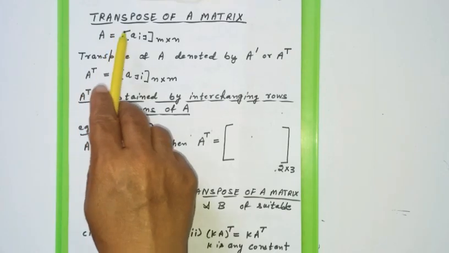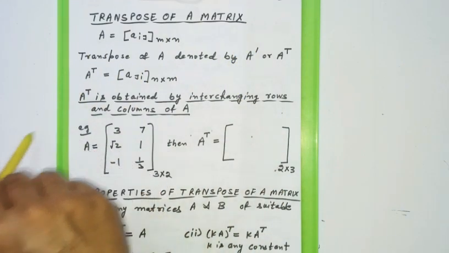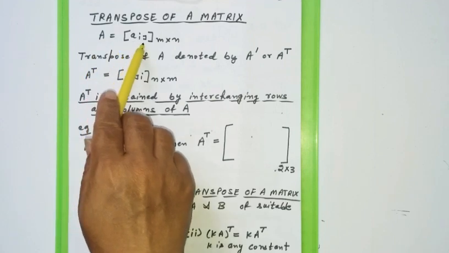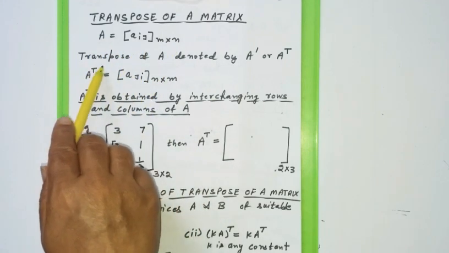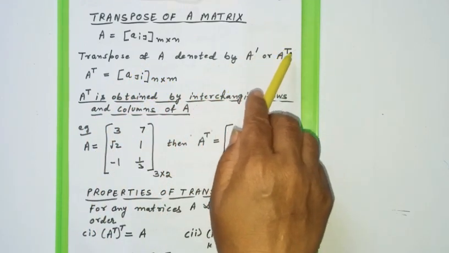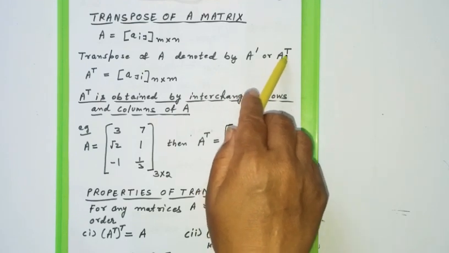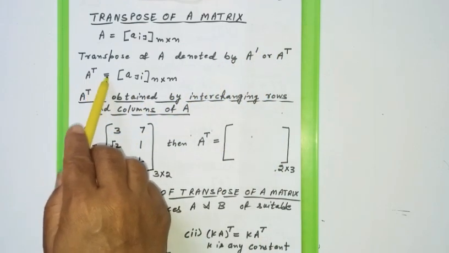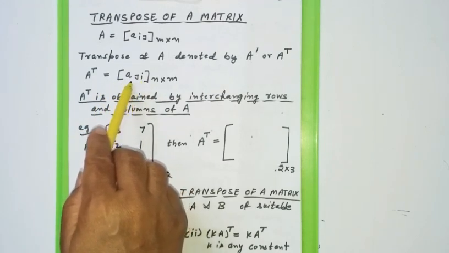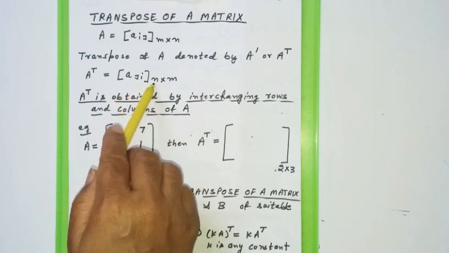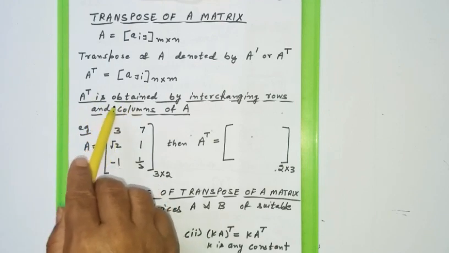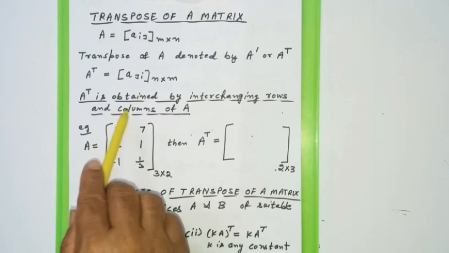Next topic is transpose of a matrix. So what do we mean by the transpose of a matrix? Consider a matrix A which is equal to [aij] m cross n. Then the transpose of the matrix A is denoted by A dash or by writing a capital T in the superscript, A^T. So transpose of A is nothing but [aji]. That means the element aij has been interchanged with the element aji. What does it mean? It means that matrix A transpose is obtained by interchanging rows and columns of A.